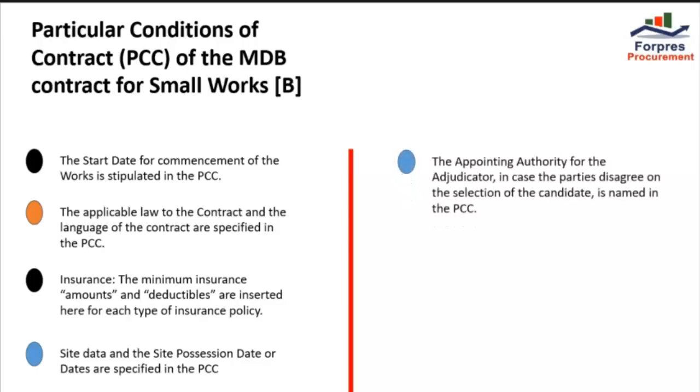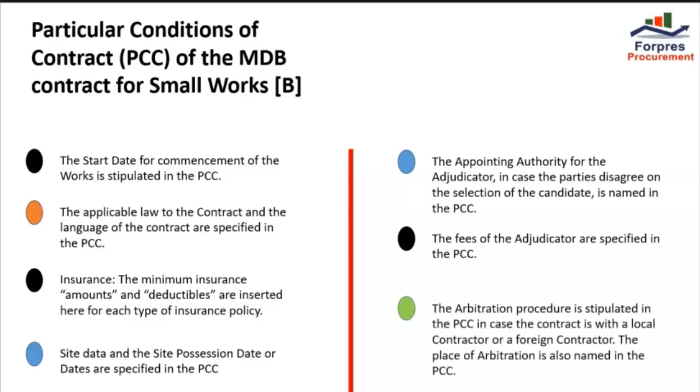The appointing authority for the adjudicator, in case the parties disagree on the selection of the candidate, is named in the PCC. The fees of the adjudicator are specified in the PCC. The arbitration procedure is stipulated in the PCC in case the contract is with a local contractor or a foreign contractor. The place of arbitration is also named in the PCC.